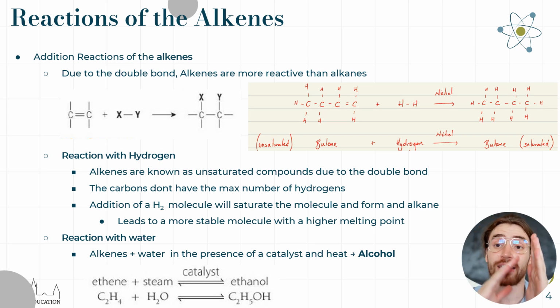Now that OH group is what we're going to call the functional group. Before, it was an alkene, so that double bond was the functional group giving it its reactive properties. But now it's going to be an alcohol functional group of OH, and that's going to give it a whole new set of properties. So alkenes plus water in the presence of heat and a catalyst are going to give us an alcohol.